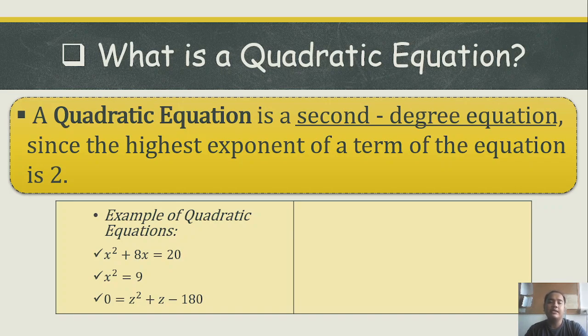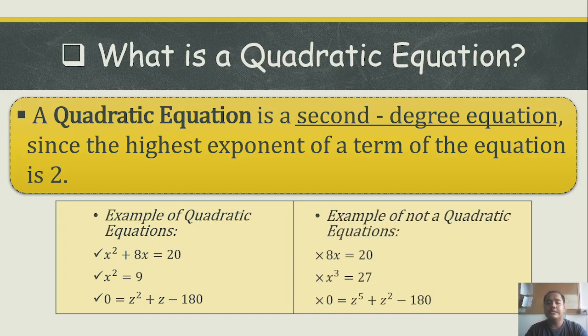And dahil binigyan ko kayo ng example ng mga quadratic equations, syempre, papakitaan ko rin kayo ng examples ng mga not a quadratic equation. So the first one here is 8x is equals to 20. 8x is equals to 20, yung highest exponent natin is 1. It means hindi siya quadratic equation, kundi linear equation. The next one here, we have the cube of x is equals to 27. So, yung highest exponent here is 3. It means hindi siya second degree equation, hindi siya quadratic equation. And the last example is 0 is equals to z raised to 5 plus z squared minus 180. Yung highest exponent is 5, so hindi siya quadratic equation.